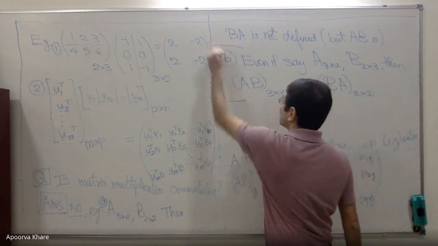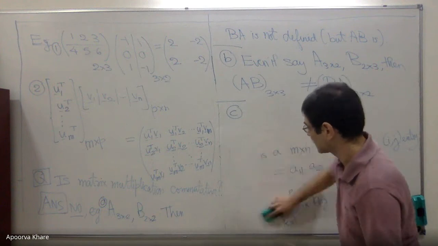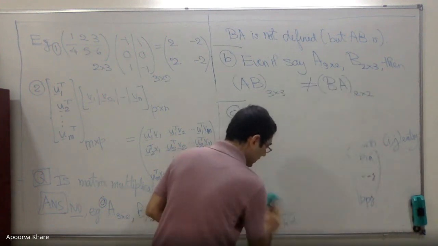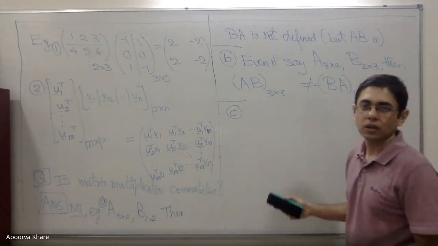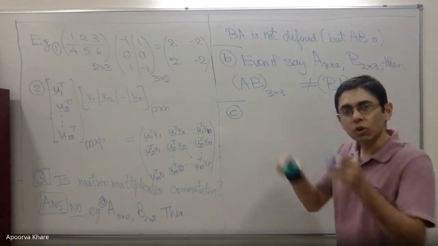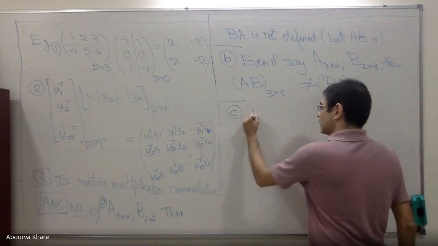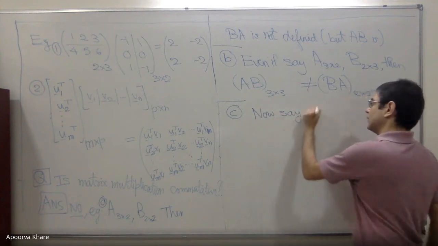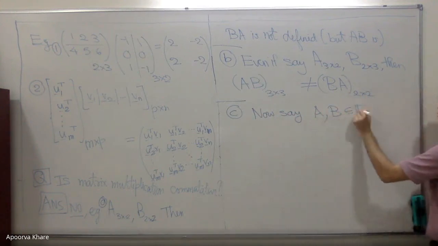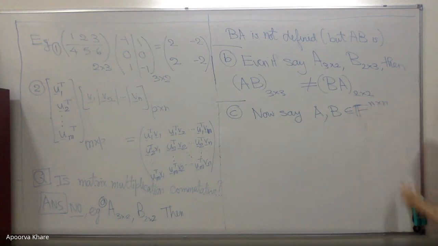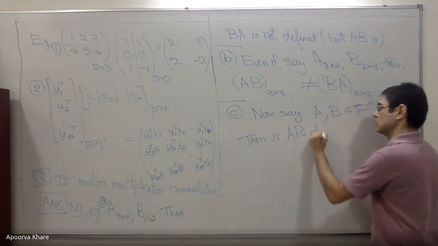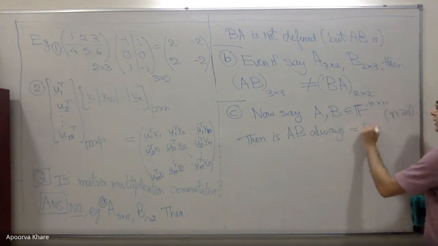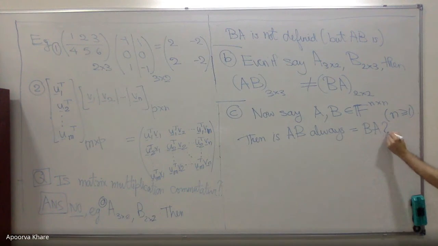So the real case that is actually subtle, this is really the actual question that I want to ask you, is what if they are both of the same size? What if they are both square, 3 by 3 and 3 by 3, or 2 by 2 and 2 by 2? Then the products also have the same size. Now say A and B belong to F^(n×n), where n is greater than or equal to 1. Then is AB always equal to BA? That is the real question.